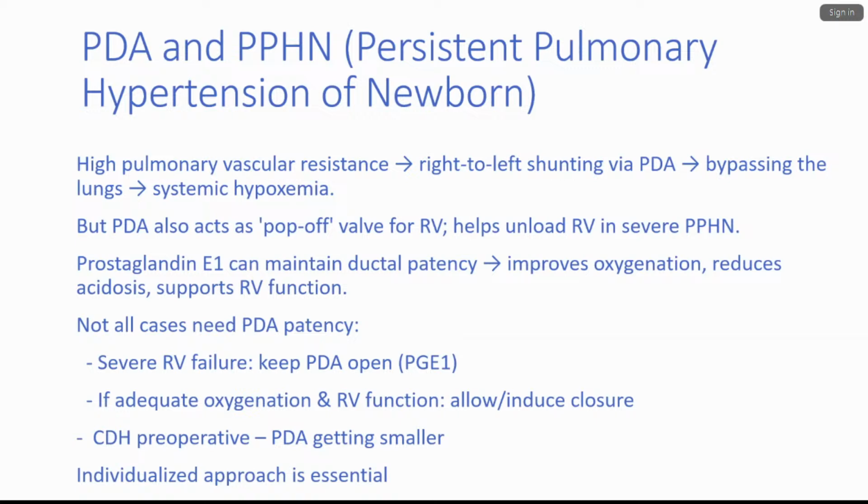Not all cases need PDA patency. Only in cases of severe RV failure can we keep the PDA open. But if there is adequate oxygenation and RV function, then the PDA can be allowed to close, or we can even induce closure. Similarly, in preoperative CDH cases, where the PDA is getting smaller, an individualized approach is essential for taking a call on PDA patency.